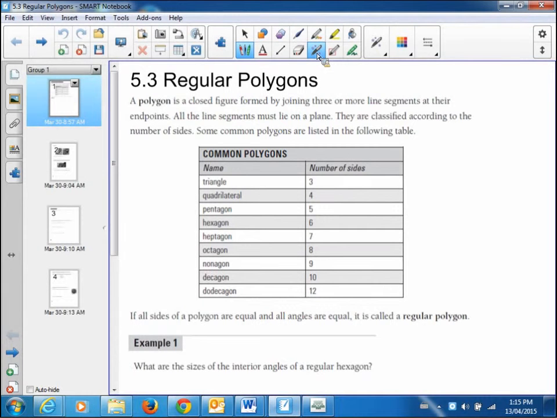They're classified according to the number of sides. Now, you're probably familiar with most of the early ones. Triangle, yes. Quadrilateral, quads are four. Quads have four tires, for example. Pentagon, 5, I think you're familiar with that. Hex, 6. Heptagon, 7-sided figure. Octagons, I'm sure you're familiar with stop signs. Nonagons, you probably don't use those often, but 9-sided.